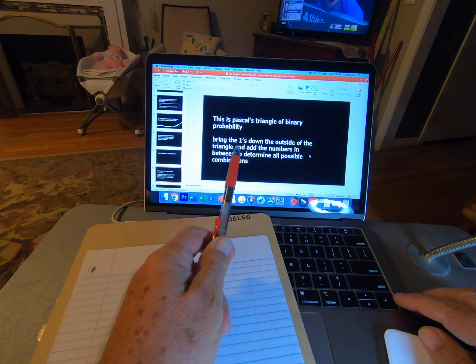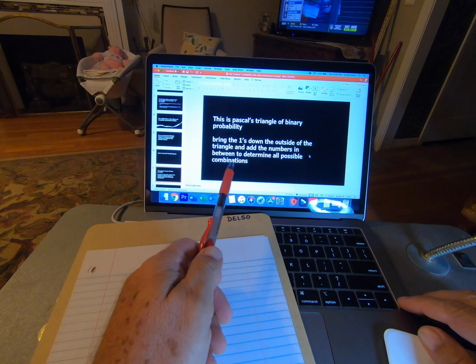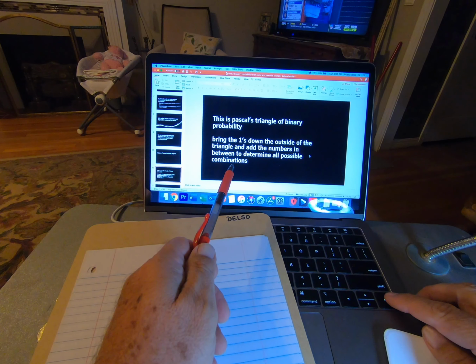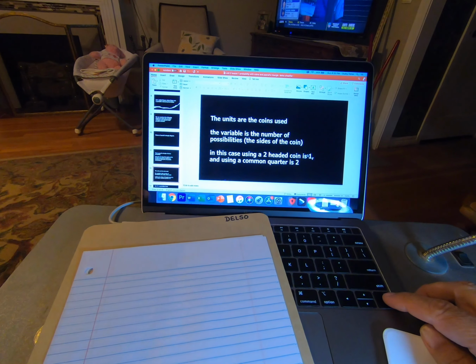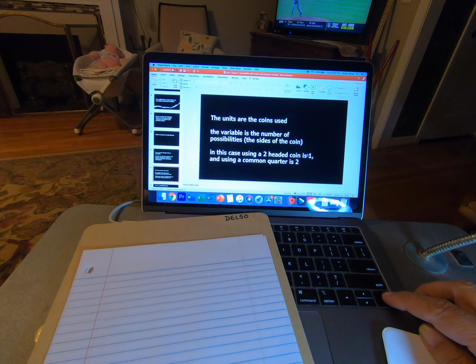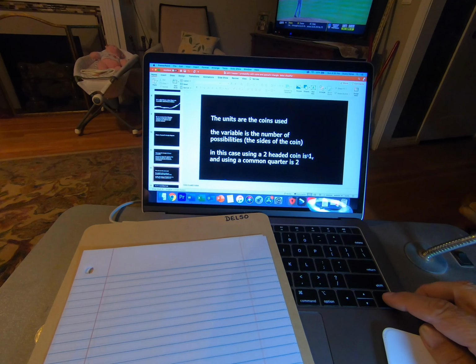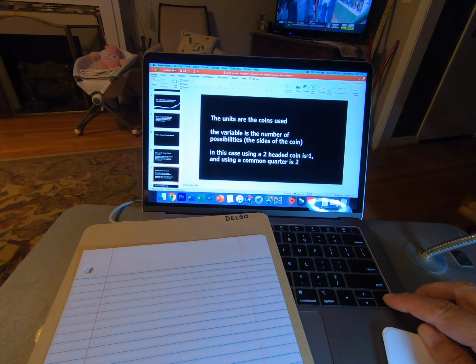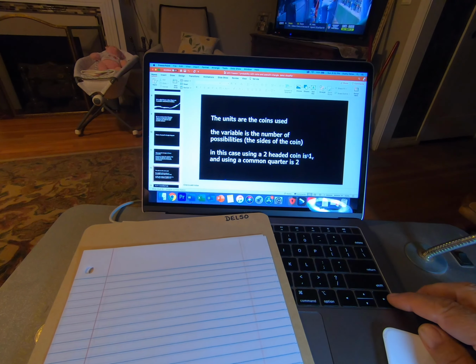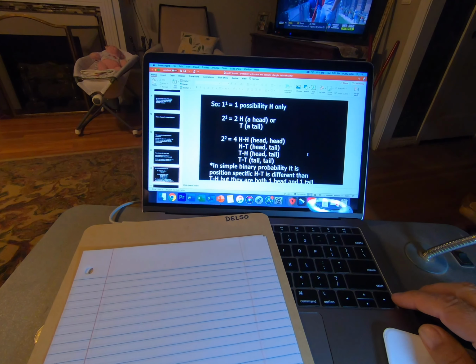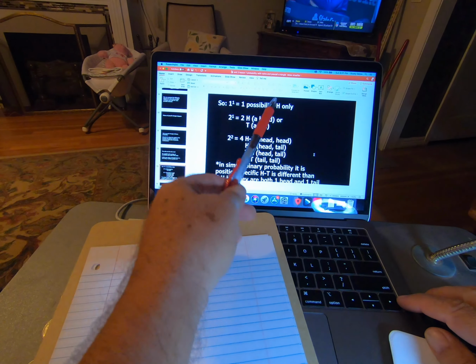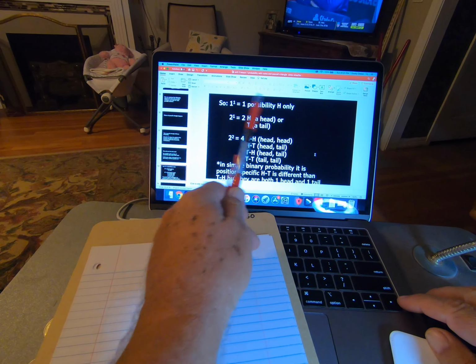Now, you bring the 1s down on the outside, we talked about that, and then the numbers in between are added, and that determines all your possible combinations. The units or the coins used, if you just use 1 two-sided coin, it would be 2 to the first. Okay? A 2-headed coin is just 1, and using the common quarter is the 2. So 1 to the first power, the 2-headed coin, there's only one possibility, heads only.